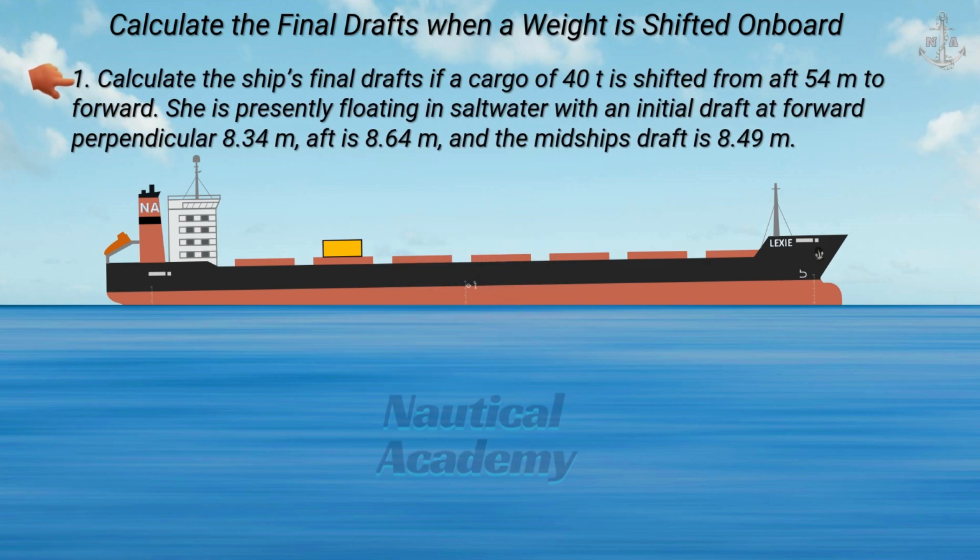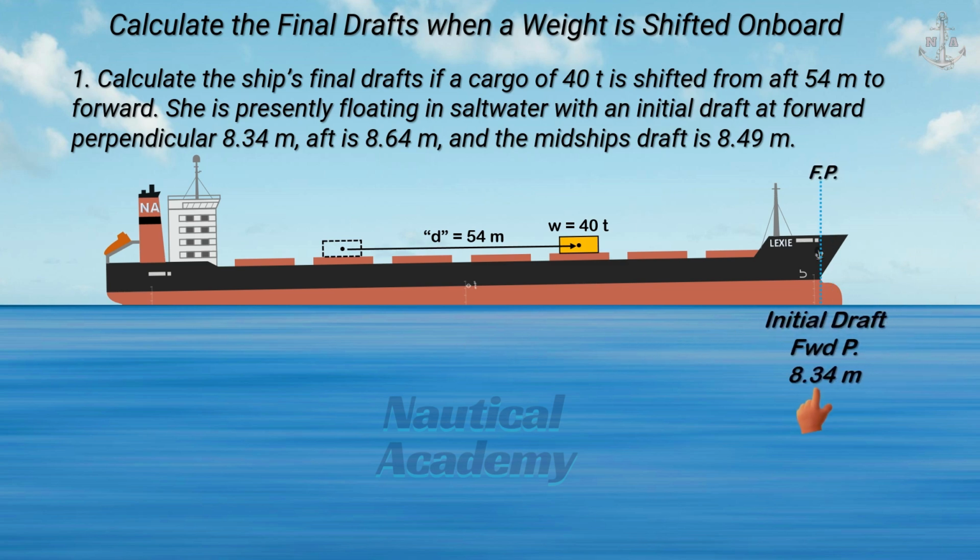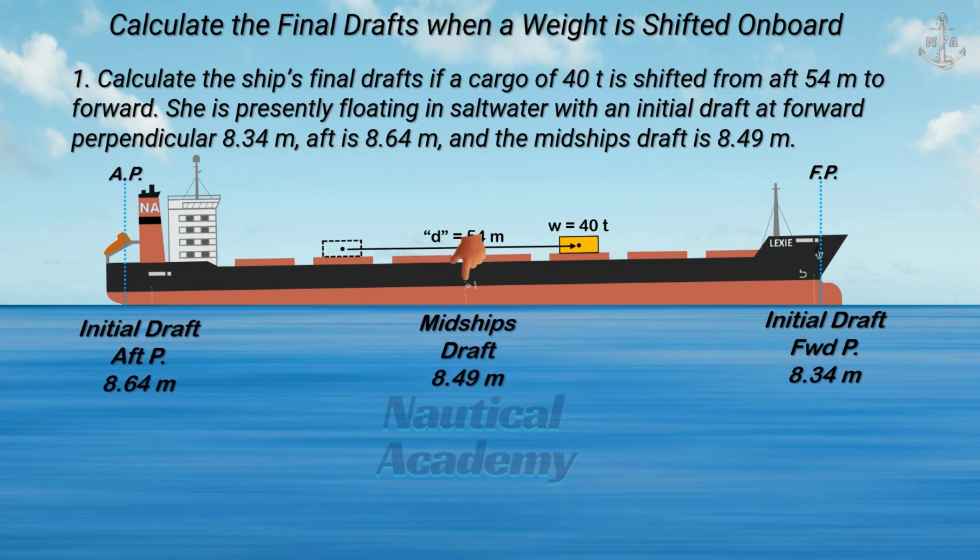Let's solve this problem. Calculate the ship's final drafts if a cargo of 40 tons is shifted from aft, 54 meters to forward. She is presently floating in salt water, with an initial draft at forward perpendicular, 8.34 meters, aft is 8.64 meters, and the midship draft is 8.49 meters.